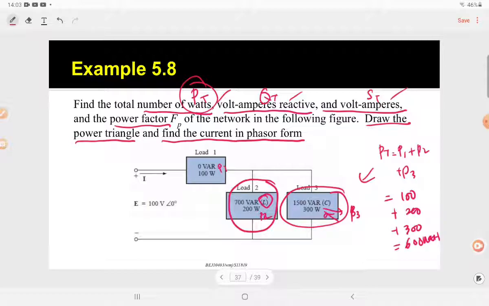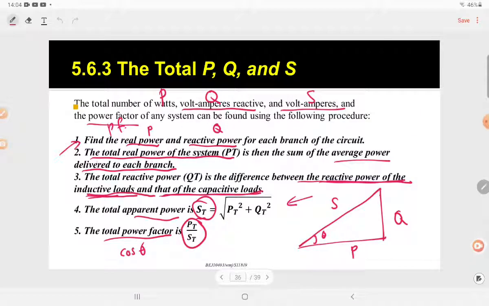And then next we need to find the QT. QT is the total reactive power. So if you see load 1, you don't have any reactive power. Load 2, we have an inductor, and load 3, we have a capacitor. In order to find the total reactive power, it is the difference between the reactive power of the inductive load and that of the capacitive load. We need to find the difference between the reactive power of the inductive and capacitive load.